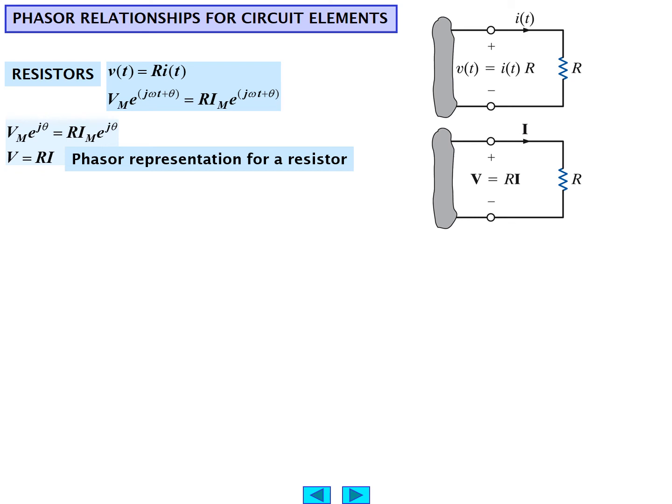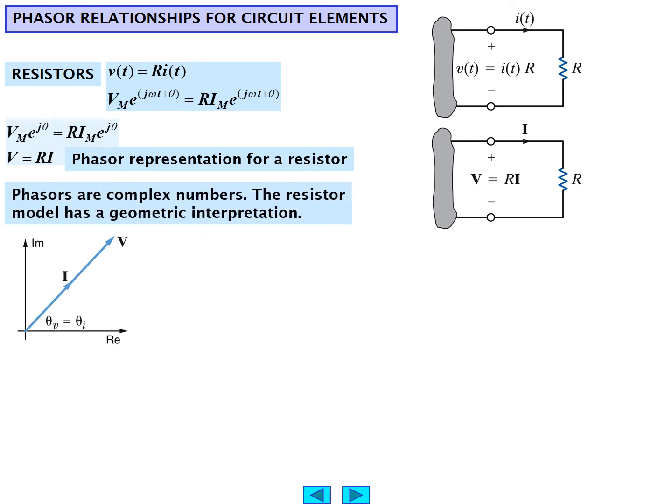V is equal to RI. It can be plotted as a linear line. That's what we would expect. So even though it's a sinusoidal excitation, the representation would still be a straight line for I and V. Phasors are complex numbers. The resistor model can have a geometrical interpretation. The voltage and current phasors are in fact collinear. So the phasor for current I and the phasor for voltage V will be a collinear representation.